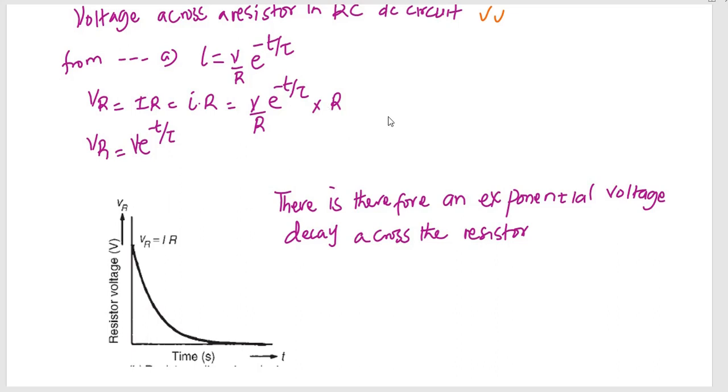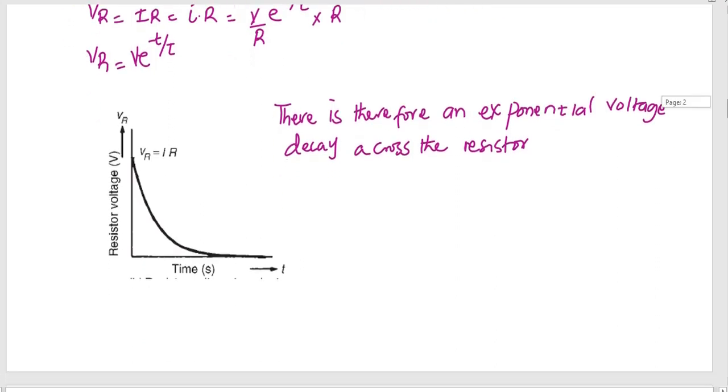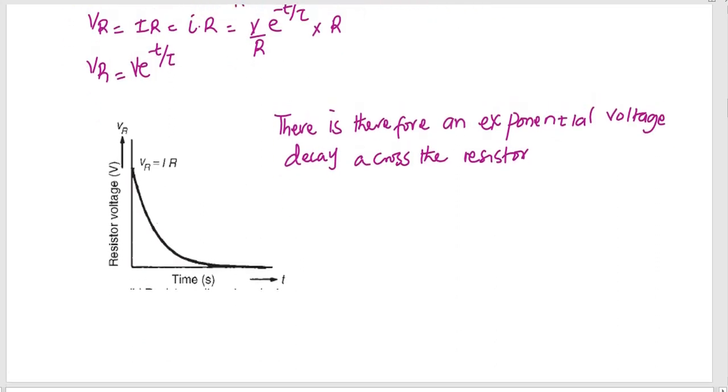So when we plot values of VR, the voltage across the resistor, against time, we find that the voltage will decay exponentially from the maximum VR, which is equal to IR, and goes to 0 as time approaches infinity or after a very long period of time. There is therefore an exponential voltage decay across the resistor.